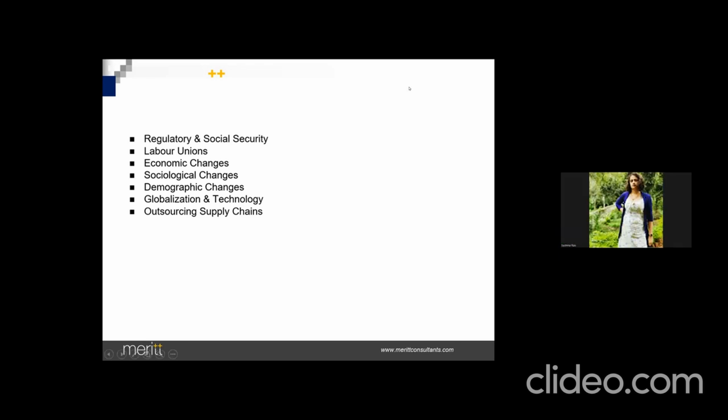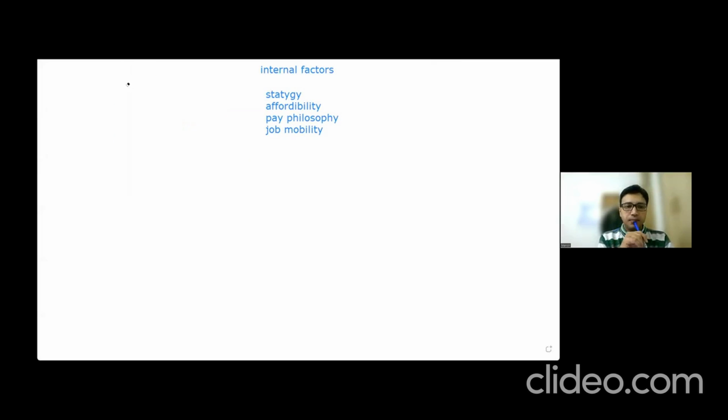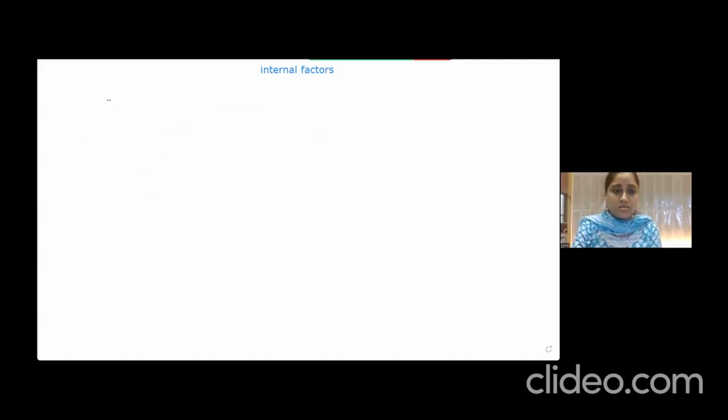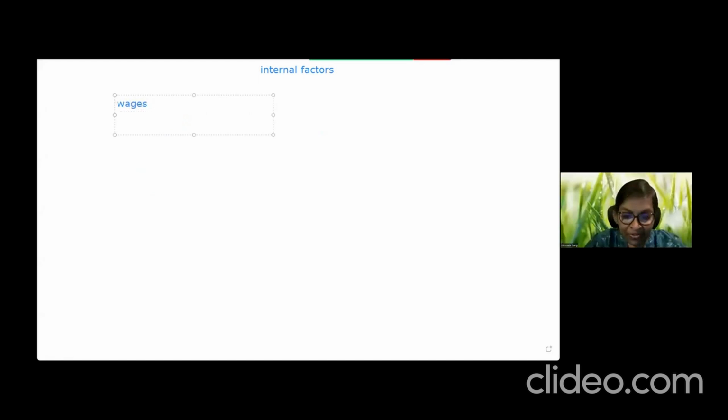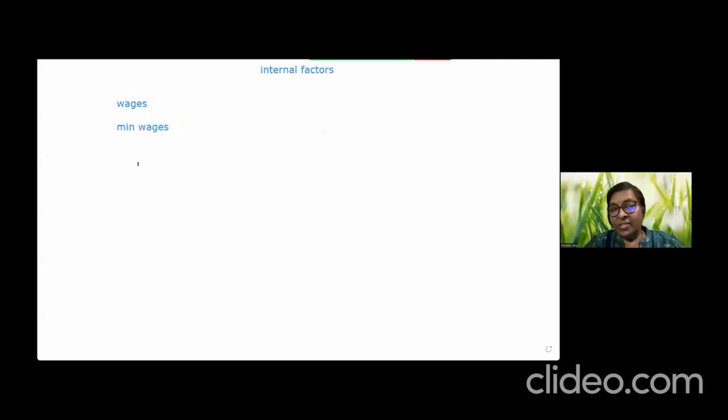Minimum wages, PF, ESIC, payment of bonus, gratuity. Somebody said minimum wages, right? So what does it mean, minimum wages? What kind of a compliance is it?